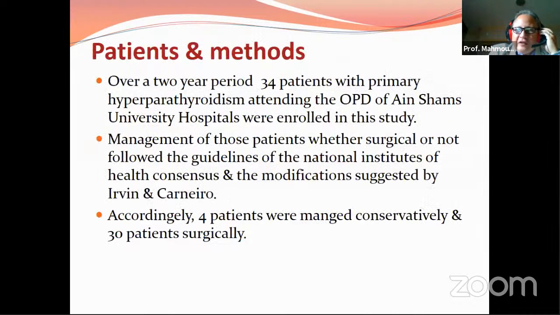Over 2 years, 34 patients with primary hyperparathyroidism attending the outpatient clinic in Ain Shams University Hospital were enrolled in this study. Management of those patients, whether surgical or conservative, follow the guidelines of the National Institutes of Health Consensus and modification suggested by Irvin and Carneiro. Accordingly, 4 patients were managed conservatively and 30 patients were managed surgically.